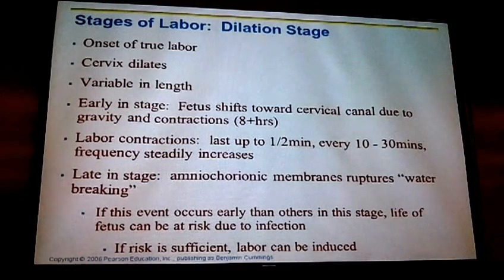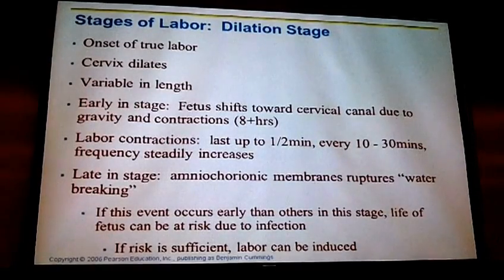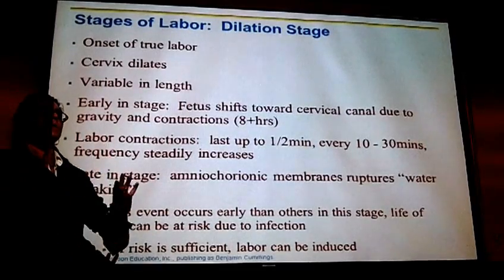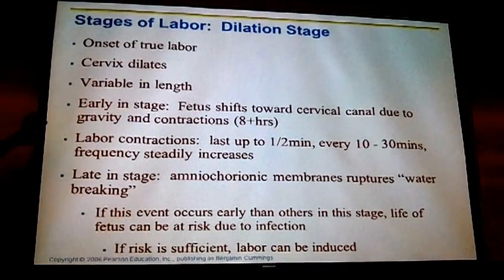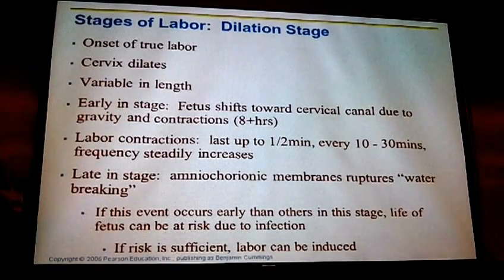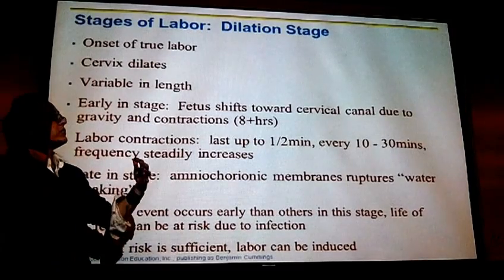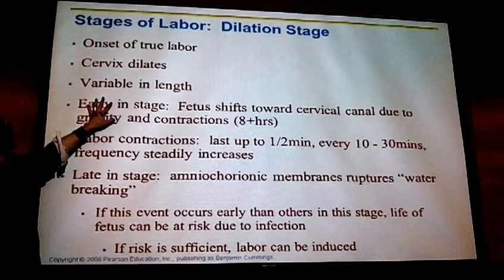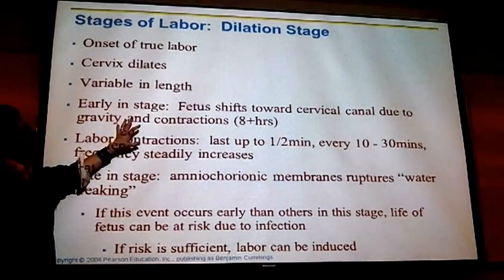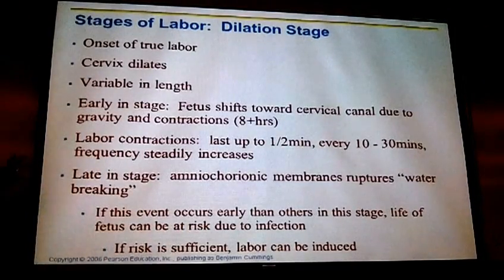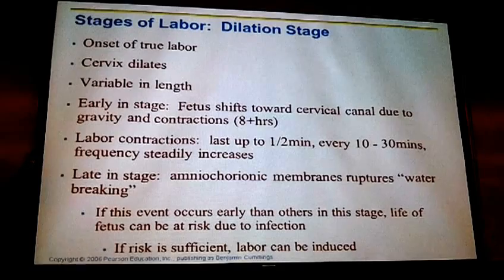Now, different stages of labor. There are basically three stages of labor. The first stage is called the dilation stage, and this is when true labor starts. Here the cervix starts to dilate. It may be a little bit dilated at the beginning of this stage, and you want it to increase its dilation throughout the stage. For some women this is a short stage. For a lot of women it can be a very long stage, sometimes taking a day. It can be a very long phase.